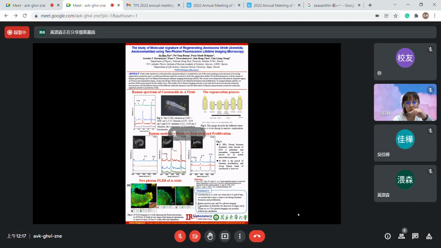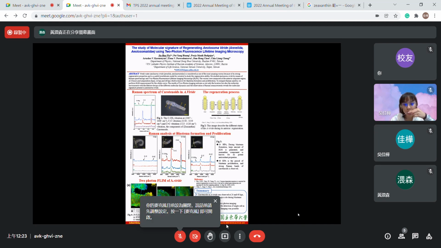So here is the summary of this poster. First, carotenoids in Aeolosoma viride were observed at 48 and 24 HPA. We assume that they play a major role during blastema formation and proliferation. Second, Raman spectroscopy and two-photon imaging demonstrate feasibility for detection of single cells in worms. In vivo two-photon imaging was possible without any anesthesia. This is the reference. That's the end of the poster.